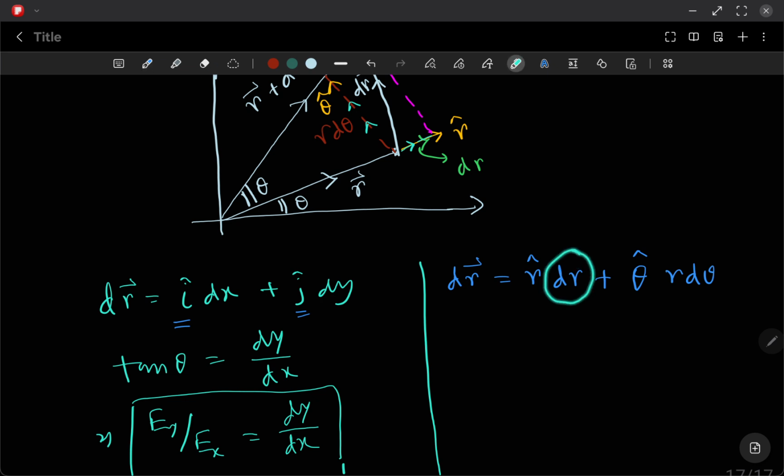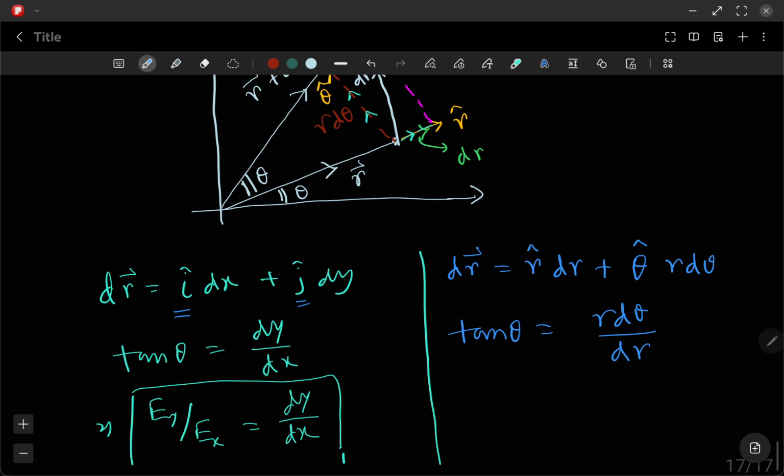See, this component is analogous to this component. Okay, and this component is analogous to this component. So here also we can write tan theta as dy by dx, so it will be r d theta by dr. Okay, now you see, tan theta in this case we can also write as Ey by Ex. So here in terms of transverse and radial direction, we will write it as E theta by Er. Okay, transverse and radial component of electric field.